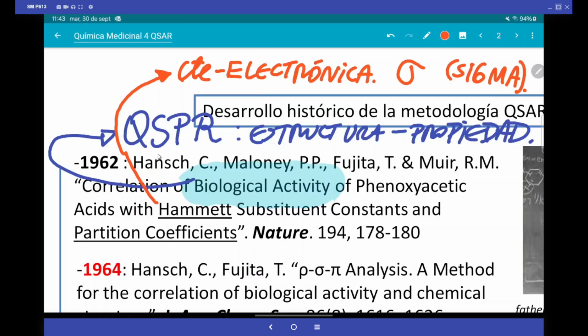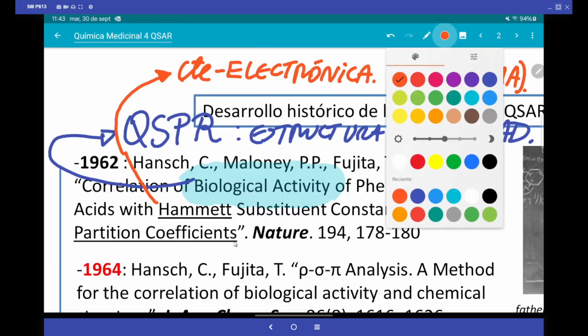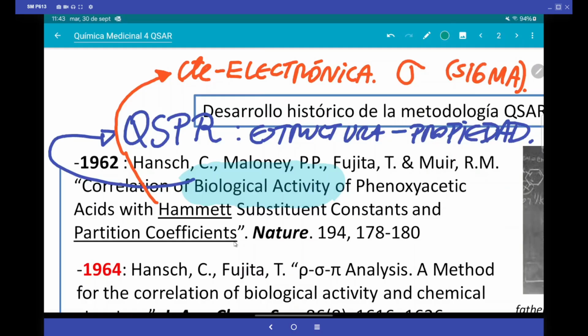And then, that's why the titles have to be short and give information about the work that is being proposed. And also, apart from Hammett's constants, he correlated it with partition coefficients. And yes, what are the partition coefficients? Perfect. Very good. The lipophilicity.